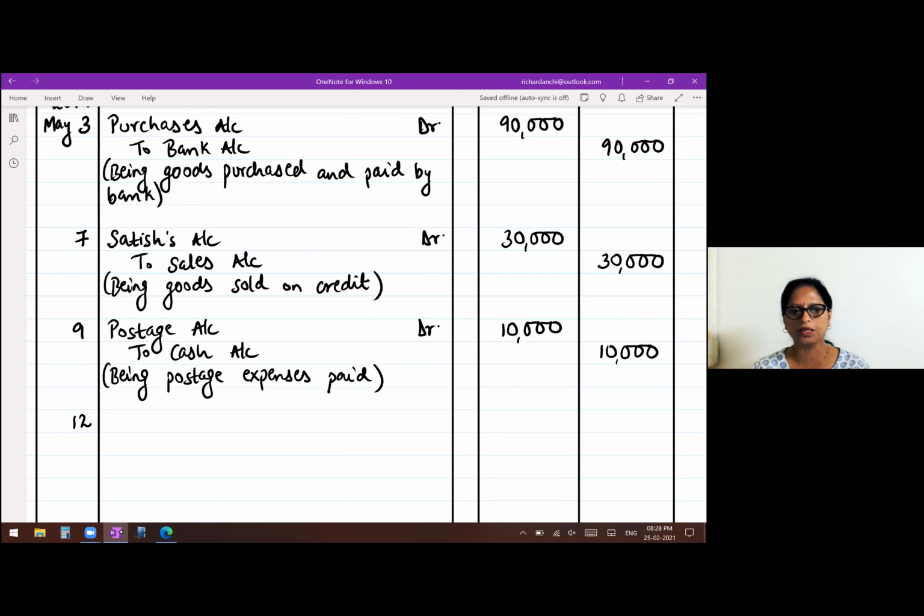So entry will be wages account debit 15,000 to cash account 15,000, being wages paid.